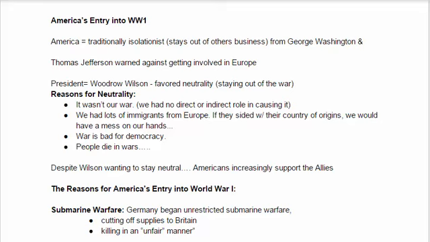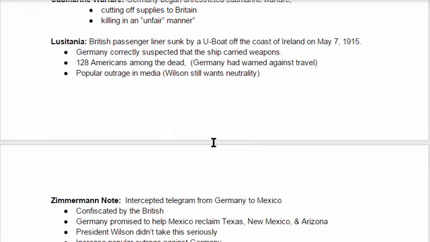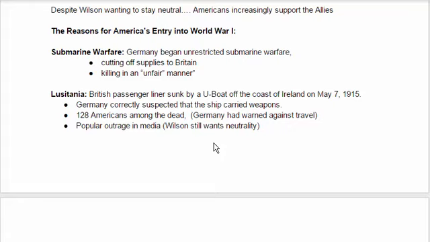But we start selling guns and weapons to both sides, but increasingly that becomes something that we do mostly with the Allies. So over time, Americans increasingly support the Allies. So we don't really stay neutral. Our official policy is neutral, but it doesn't stay that way. So what I want to do is just give you a quick overview of the reasons that we enter into World War I, and you're going to have to evaluate those, and you get a little bit more detail in the reading you're going to do next.